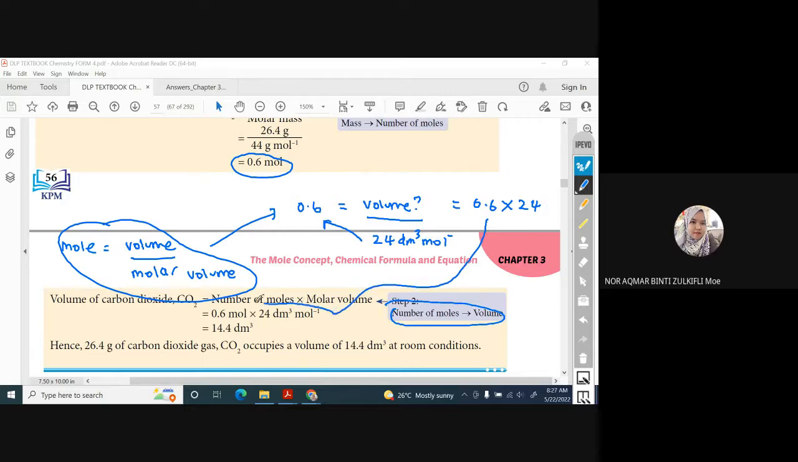This is just to show like the textbook. The textbook has skipped one step, so that's why cikgu is afraid you don't understand. If you understand, very good. If you don't understand, do step by step like cikgu. Last, you get the volume. So 14.4 is the volume. Hence, 26.4 gram of carbon dioxide occupies a volume of 14.4 dm cube at room conditions.